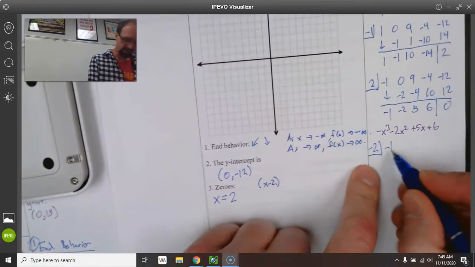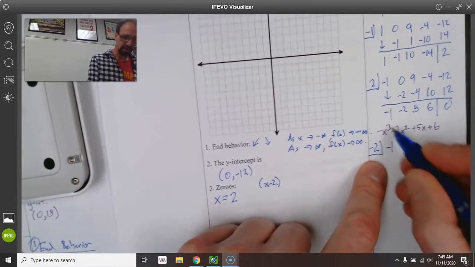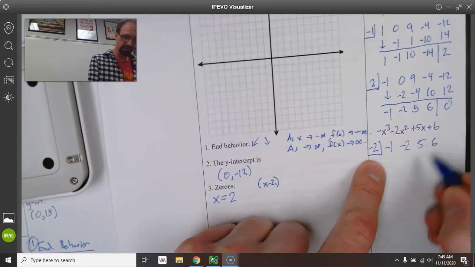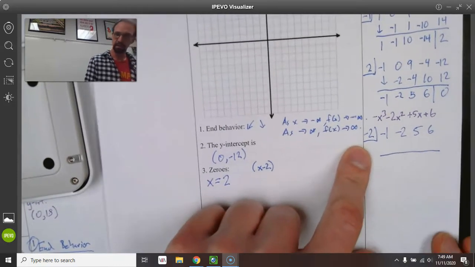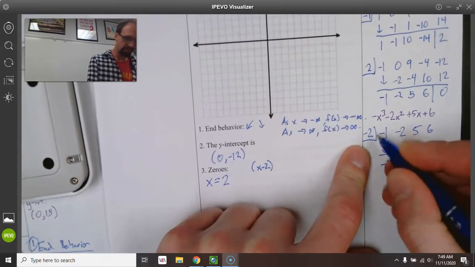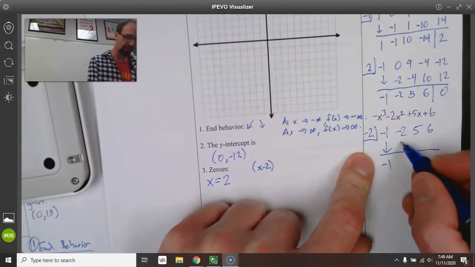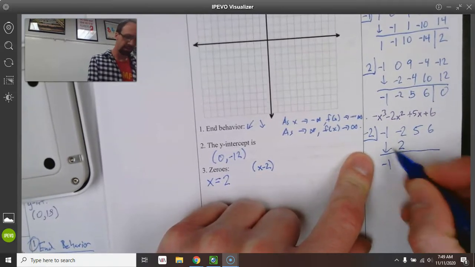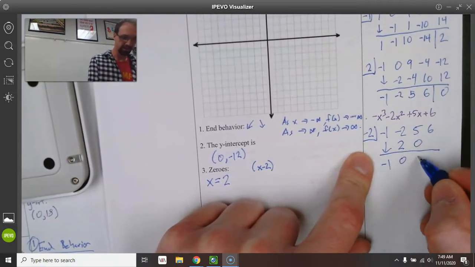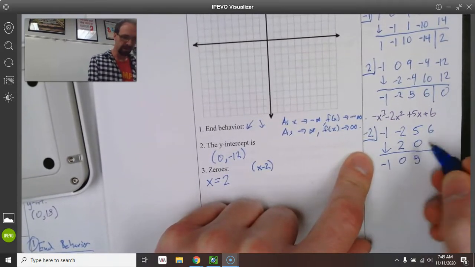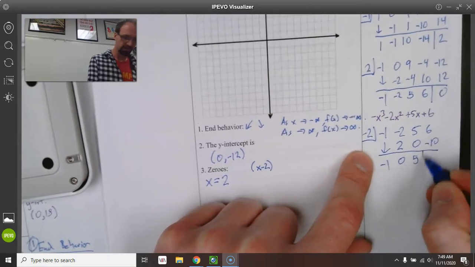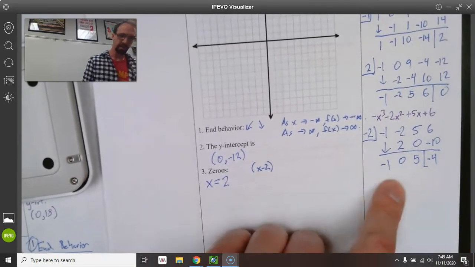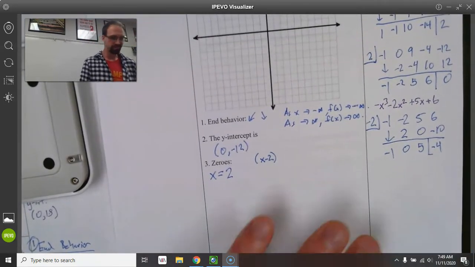So negative 2, I'm using, again, this lower degree polynomial as I go through. Bring down the negative 1. Negative 1 times negative 2 is positive 2. That gives me 0. 5 times 2 is negative 10. So that did not work because I got a remainder of negative 4.